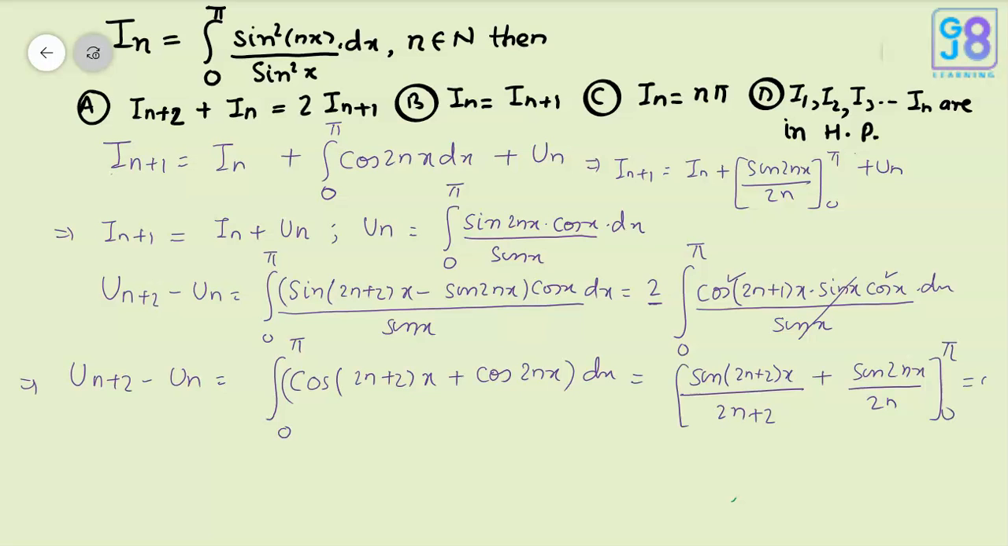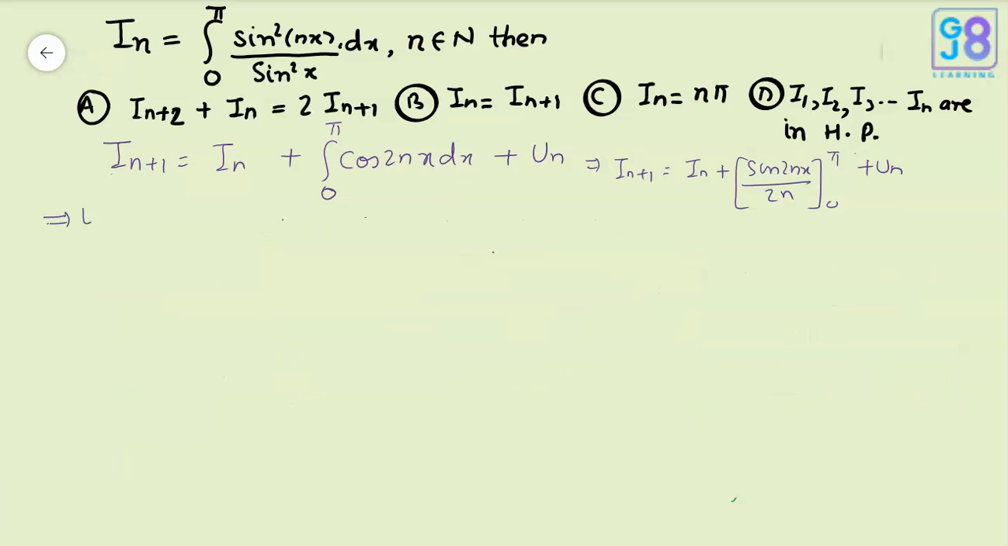So we'll find that both the values, if you put both the limits, the final thing becomes 0. So from here we conclude that u(n+2) minus u(n) is equal to 0. So we can conclude that u(n+2) is equal to u(n). But depending on the value of n, we can have two kinds of series. So let us first calculate u1.